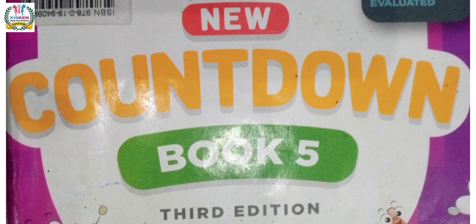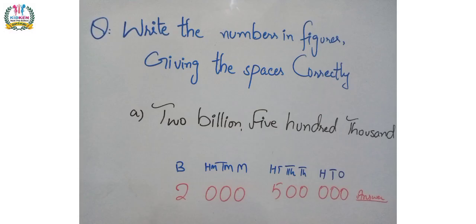So let's start our question. Write the numbers in figures, giving the spaces correctly. Simply, you have numbers given in words and you can convert them into figures. So our question is 2,500,000.